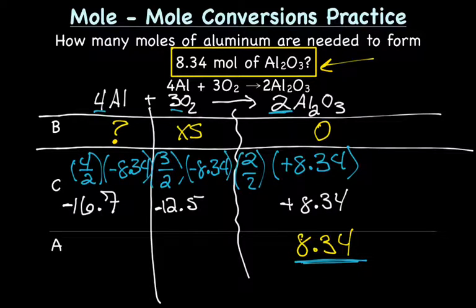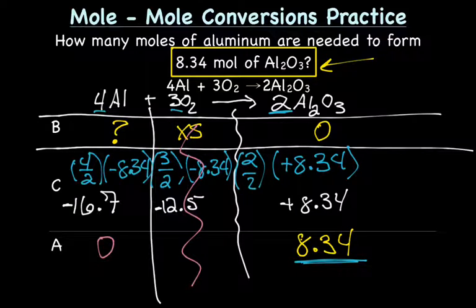Okay, we're on to the after row. Remember that we're assuming all reactants get used up, so we know this is going to be 0. And this one, in theory, would be 0, but we don't actually care because it's excess. So we can ignore that guy.